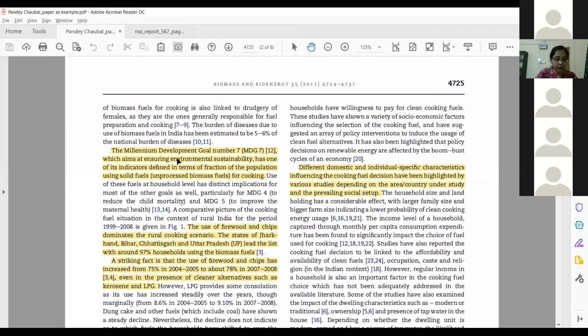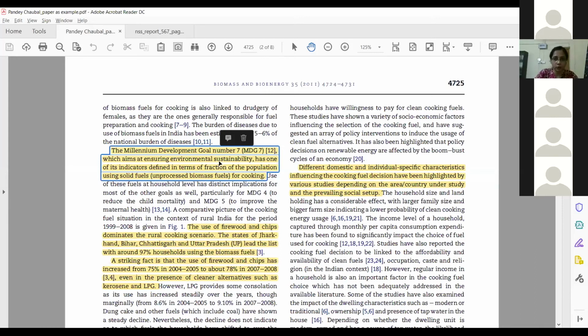The MDG goal, which I talked about, was aimed at ensuring environmental sustainability as one of its indicators, so environmental sustainability was then connected to our question. Because of the environmental impact that you would have as a result of 67% houses or 97% in the cases of those states using this unclean fuel for cooking. And cooking obviously is a major part of the day, and if it's in some of the states where you have very harsh winters, then imagine using the same for providing heat during the nights, etc.